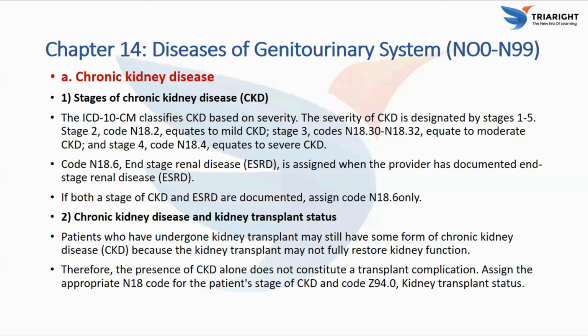How do we code CKD in these transplant patients? You have to use an N18 code for the current stage of CKD and the Z94.0 code to indicate the kidney transplant status. For example, if a patient with a kidney transplant is diagnosed with stage 3 CKD, which codes do you assign? You assign the N18 code for the current stage of CKD as well as the Z94.0 code for kidney transplant status. This is how you code chronic kidney disease in a patient with kidney transplant status.